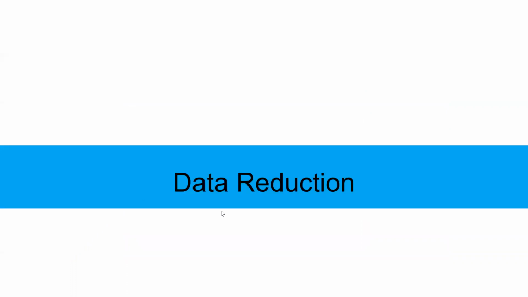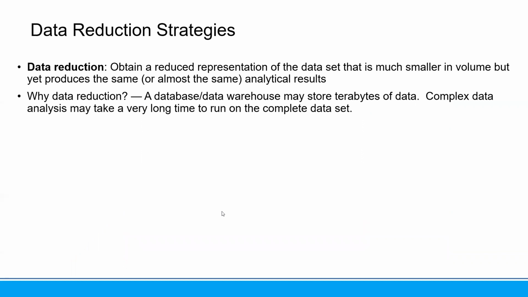First, about the data reduction. What is data reduction? Data reduction means, as you can see from the word reduction, we want to reduce. If we have a lot of data, we want to make it smaller. So the idea of the data reduction is to obtain a reduced representation of the data set that is much smaller in volume, but yet produces the same or almost the same analytical results.